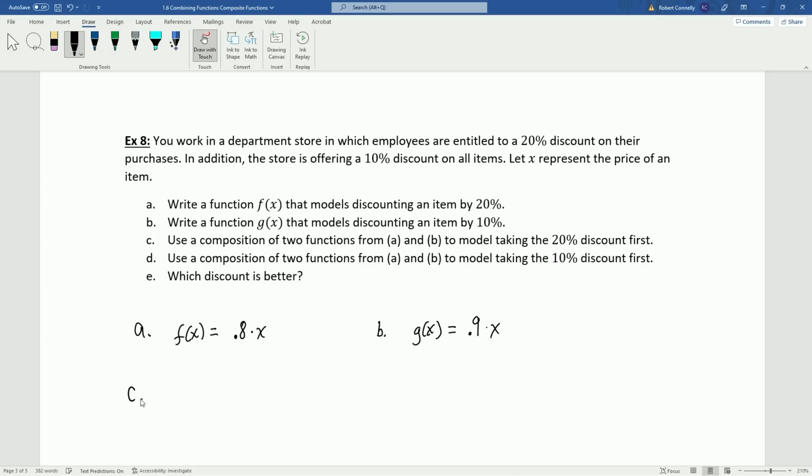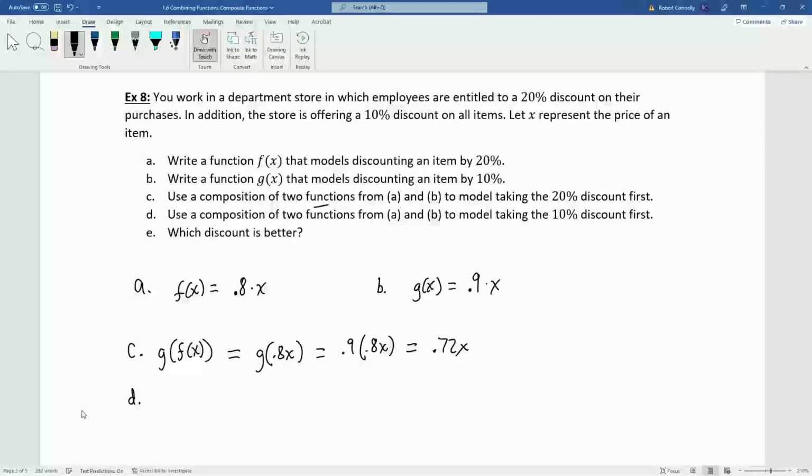Now, for part C, it says use a composition of two functions from a to b to model the 20% discount first. So that means you're evaluating f of x first, because you're taking the 20% discount first. So your outer function is g of x. So this is g of 0.8x, which is 0.9 times 0.8x, and that's 0.72x.